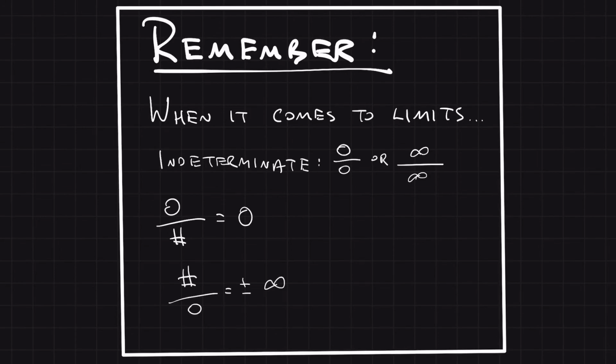If you evaluate your limit and you get a number divided by 0, that is equal to either positive infinity or negative infinity, because you really don't have a 0 in the bottom. You just have a number that's really, really close to 0. And any fixed number divided by a very, very tiny number that's infinitely small, that whole fraction would blow up to infinity or negative infinity. If you have infinity divided by a fixed number, that would equal infinity. And finally, if you have a fixed number divided by infinity, that would equal 0.